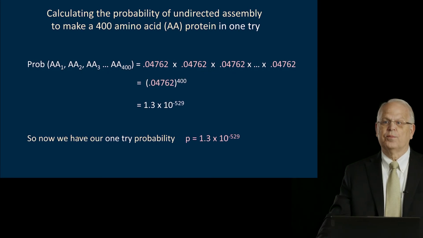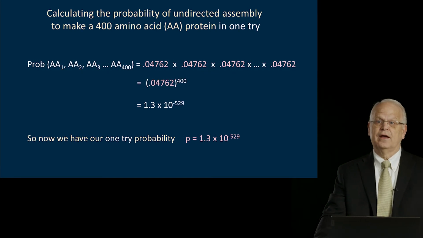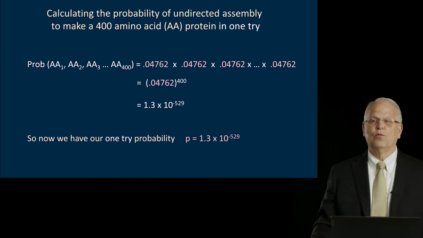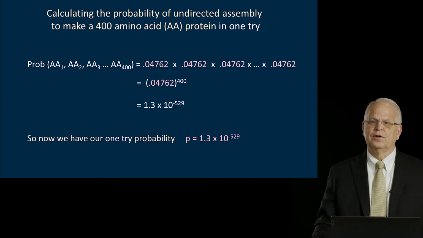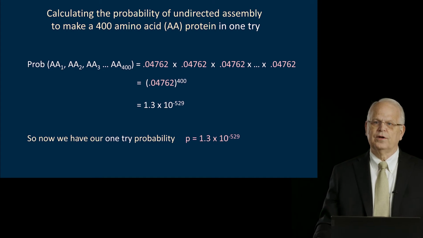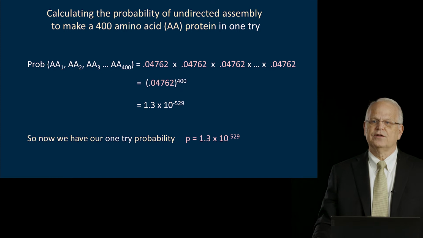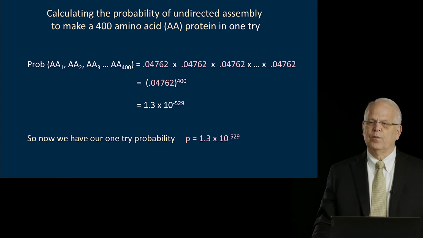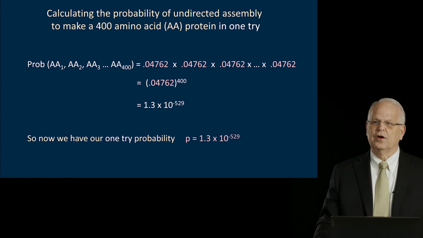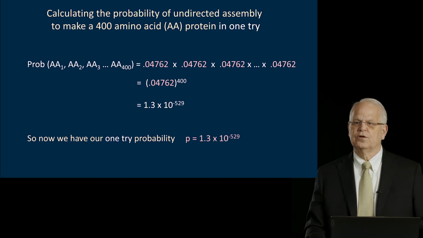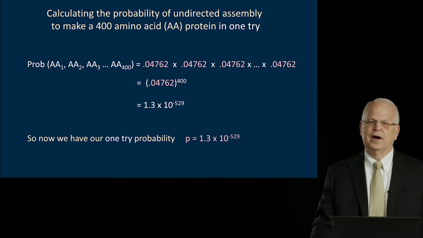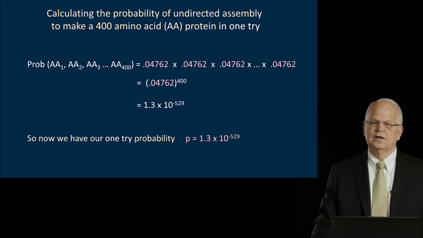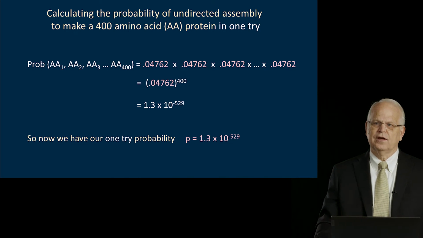So if we're calculating the probability that undirected assembly can make a 400 amino acid protein in one try, we use the formula we just derived: the probability of amino acid 1 being placed correctly, times the probability of amino acid 2, amino acid 3, and so on, multiplied together. That equals 0.04762 to the 400th power, which comes out to be 1.3 times 10 to the minus 529. So now we have our one try probability, p, which is half of the distance that we need to go.